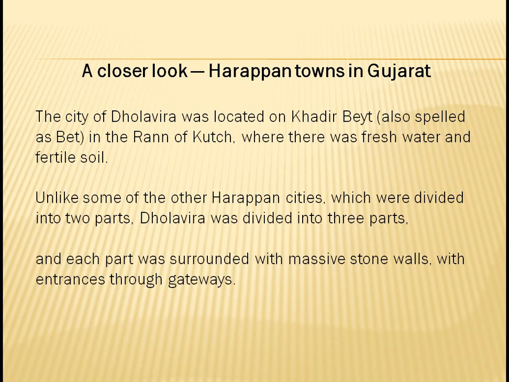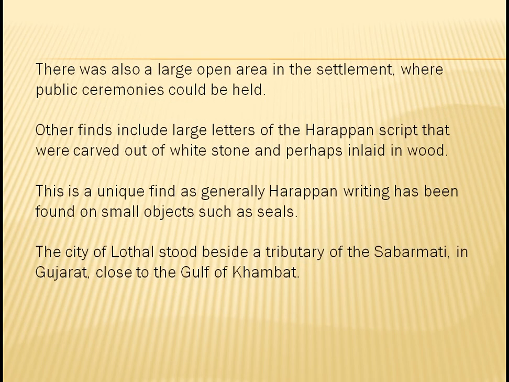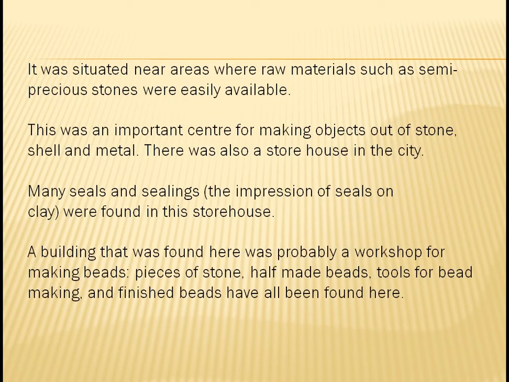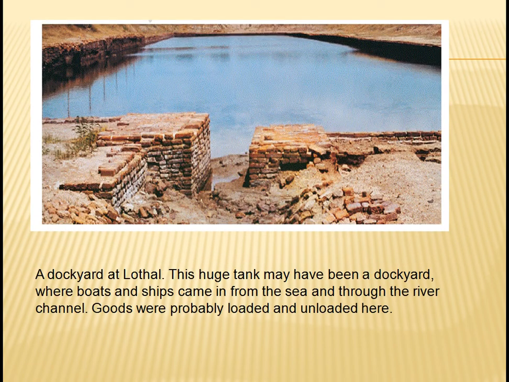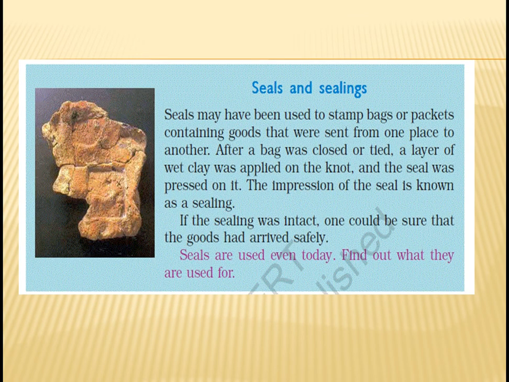A closer look at Harappan towns in Gujarat, right? Dholavira is that one. Already we had seen it in our explanatory video. So Dholavira was divided into 3 parts. Let's see. A dockyard at Lothal. A huge tank may have been a dockyard where the boats and ships used to come and loading and unloading was going on. Next, seal and sealing.